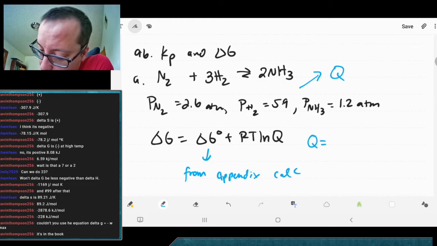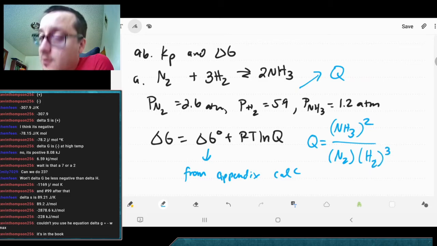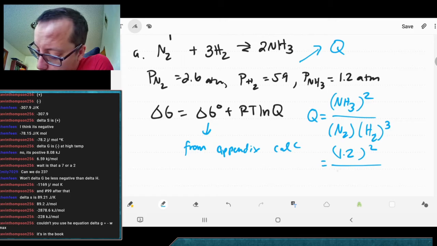So Q for this reaction, of course, is going to be ammonia squared over nitrogen and hydrogen cubed. So that'll be 1.2 squared over 2.6 and 5.9 cubed.